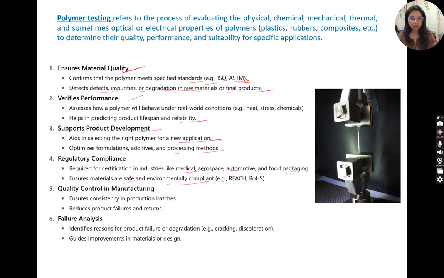Quality control is an important factor that comes under polymer testing, and that ensures consistency across production batches, as well as fewer failures and returns, and repeatability of formation. Failure analysis covers the reasons for product failure or degradation, like cracking and discoloration, and is important in materials or designs. So that is how polymer testing is required for product formation and use in real-time applications. Based on these topics, we are going to do today's class and take some questions.